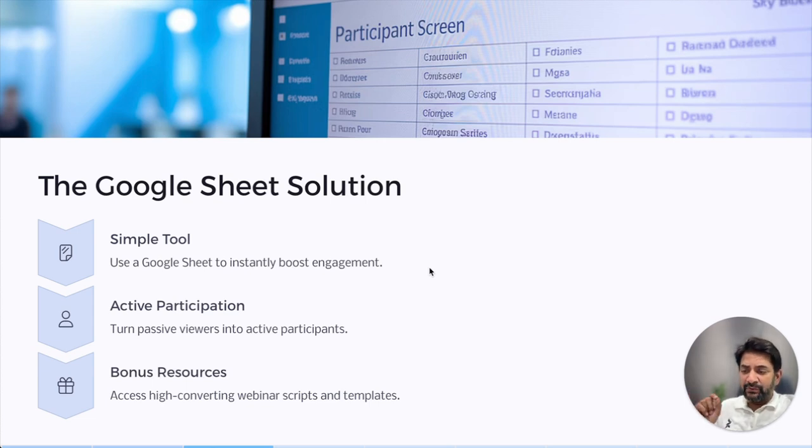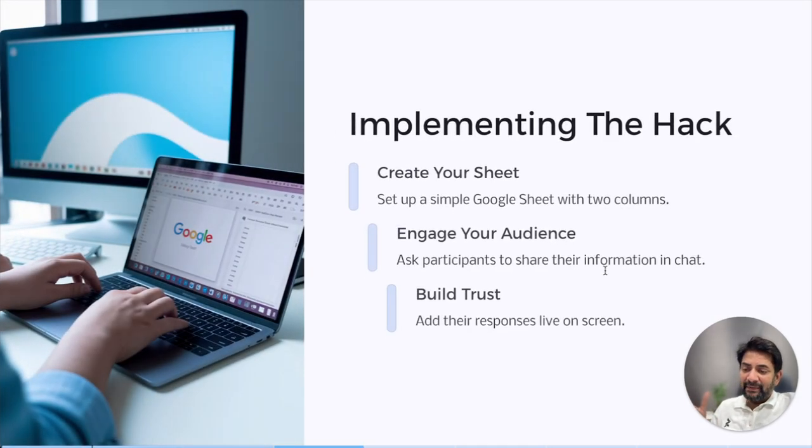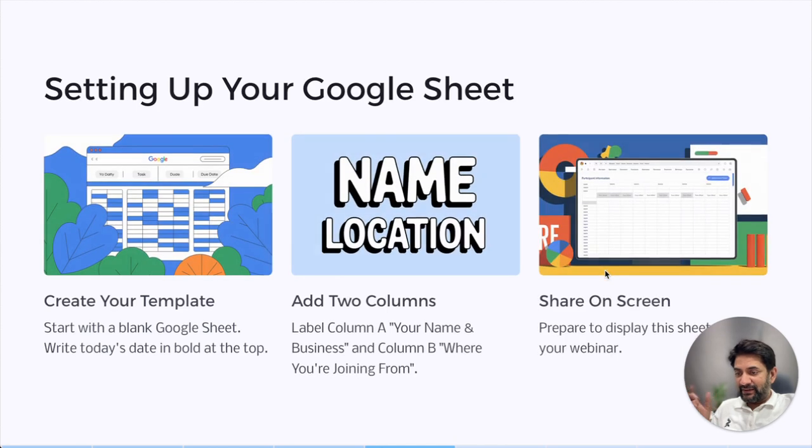Let's now walk through the simple but powerful tactic and how to implement it in your next webinar. Step 1: start with a blank Google Sheet. At the top, write today's date in bold and then create two columns. In column A, your name and business. In column B, where you are joining from.